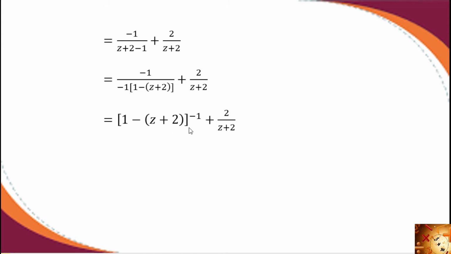So in the first portion, taking minus 1 as a common term, the fraction will be minus 1 divided by minus 1 into 1 minus (z plus 2), plus 2 divided by z plus 2. Here minus 1 cancelled, and that is equal to (1 minus (z plus 2)) to the power minus 1, plus 2 divided by z plus 2. Then again the expansion, we get 1 plus (z plus 2) plus (z plus 2) whole square plus etc., plus 2 divided by z plus 2. This is the Laurent series expansion of the given function, which contains factors as z plus 2 and its powers. Also it contains positive powers of z plus 2 and negative powers of z plus 2.